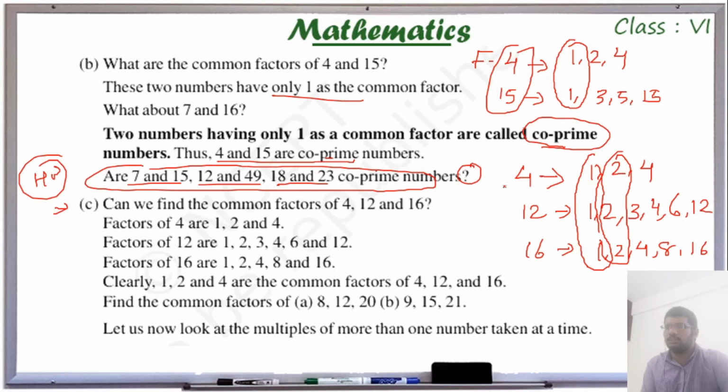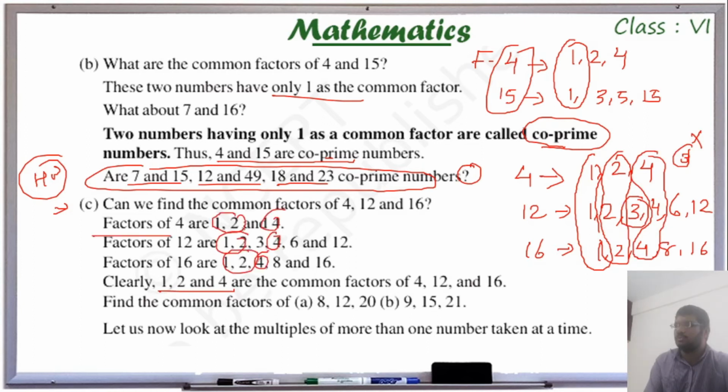So in this list, the common factors are 1, 2 and 4. 1 and 2 are common, and also 4 is common. So the common factors are 1, 2 and 4.